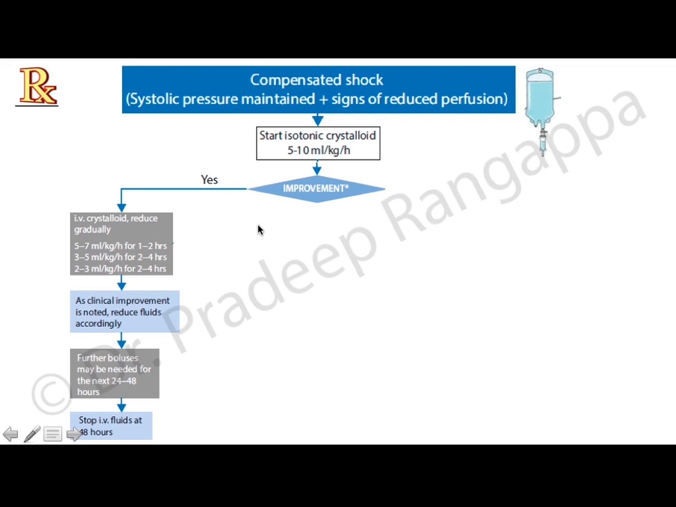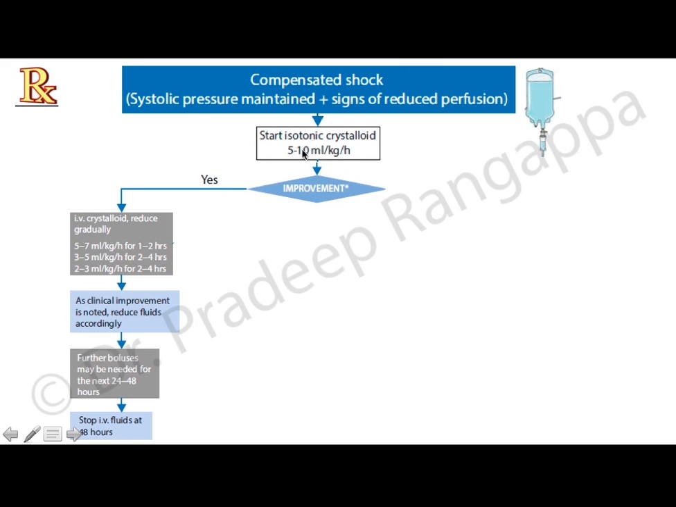If there is improvement in the fluid status, then you reduce the crystalloids to 5 to 7 ml per kg per hour for 1 to 2 hours, followed by 3 to 5 ml per kg. Basically you wean the fluid resuscitation to 2 to 3 ml per kg for the next 2 to 4 hours. As clinical improvement is noted, you start reducing the fluids, and you may give a bolus if there is any intermittent worsening of the hydration status, and you could stop IV fluids at 48 hours.